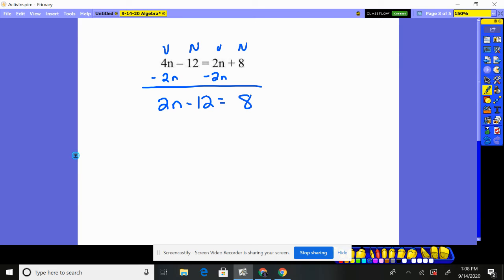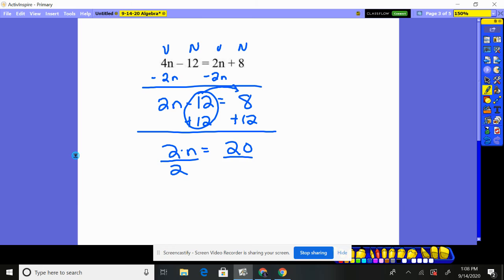Now I need to get my numbers on the same side. Well, you already have your variables to the left, so it makes sense to move this number over to that side. So I'm going to get rid of that minus 12 by adding 12 to both sides of the equation. 2n is equal to 20 because that goes away. I now need to get rid of multiplying by 2, and we do that by dividing by 2. And we see n's value for this equation right here is 10. 4 times 10 minus 12 will equal 2 times 10 plus 8.